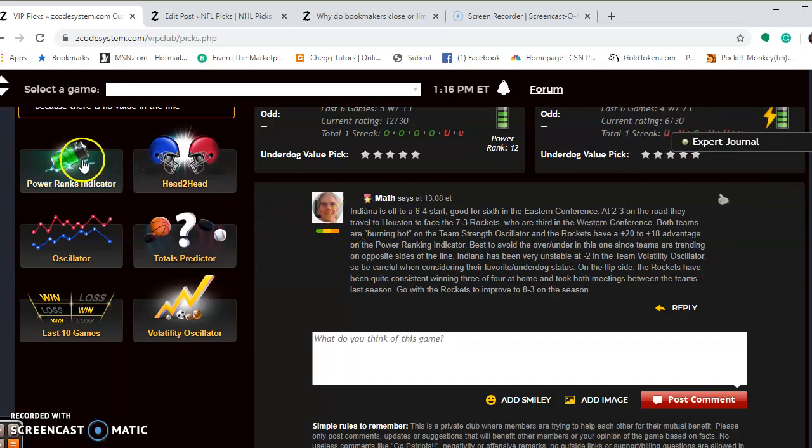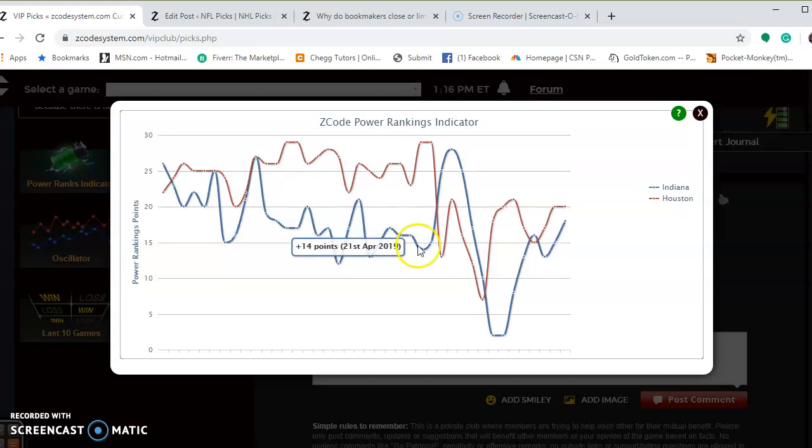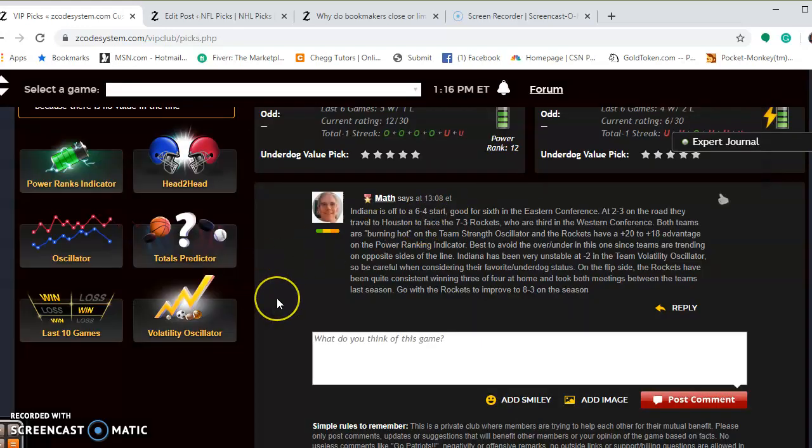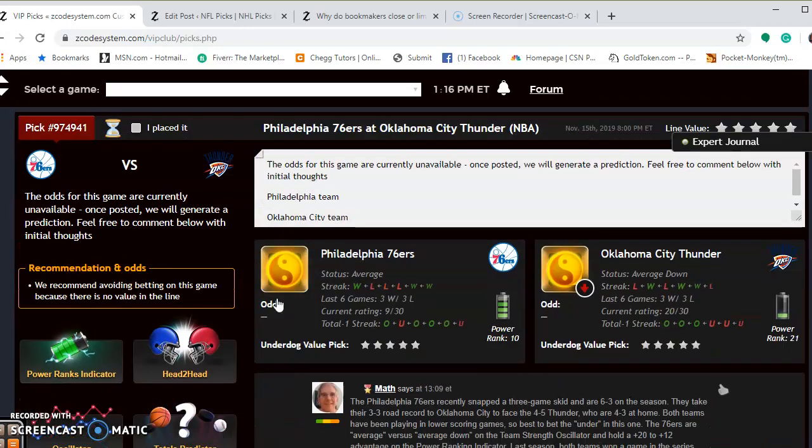If you look at the power rankings indicator, you can see Houston has a slight edge of plus 20 to plus 18. What I'm looking at here is that the Rockets have been quite consistent at home, and I think the Rockets will win the game, mainly because they're at home, because both teams are very good. But go with the home court advantage for Houston to improve to 8-3 on the season.